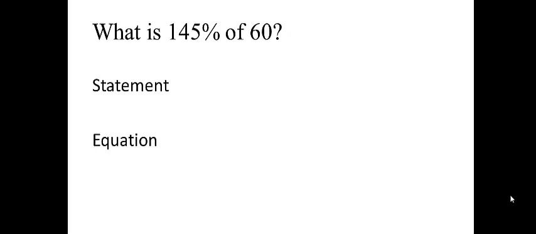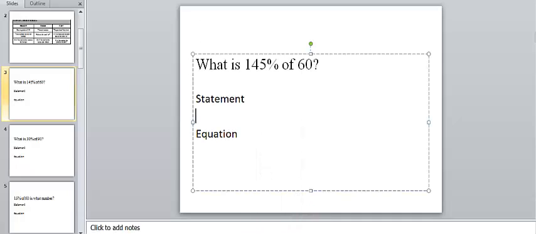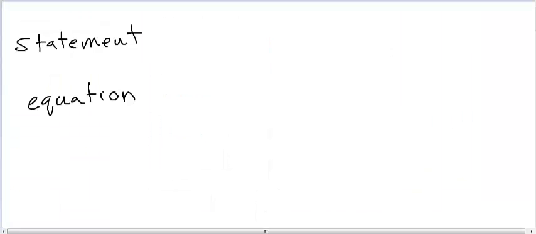Let's look at the question. What is 145% of 60? With a problem like this, I need to understand that the word is interpreted as an equal sign. The word of is interpreted as a multiplication sign. So from that I can take this statement to an equation. What is the same thing as saying what number. That will become my variable. So what is 145% of 60?